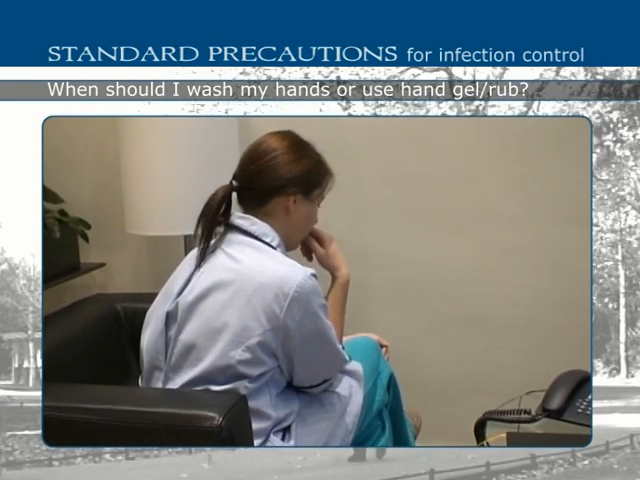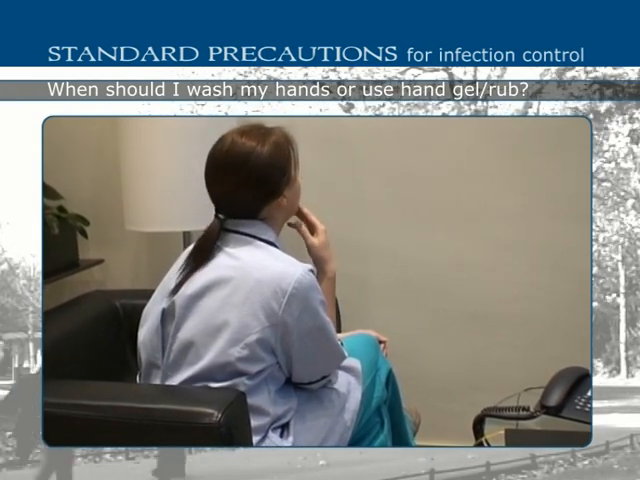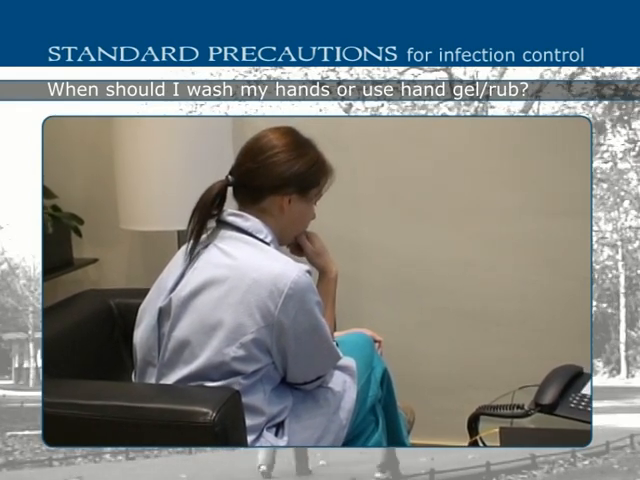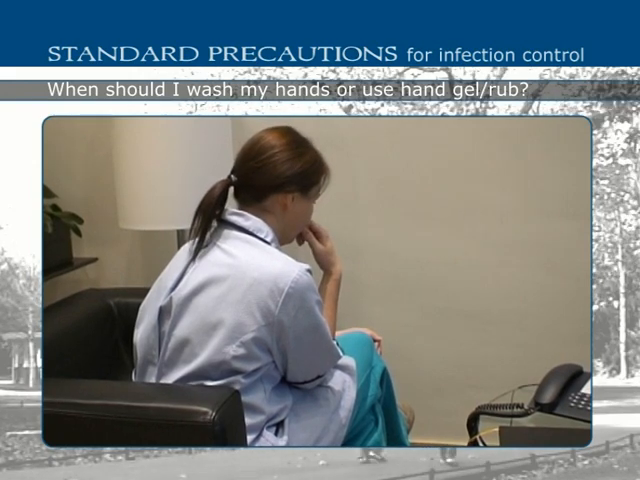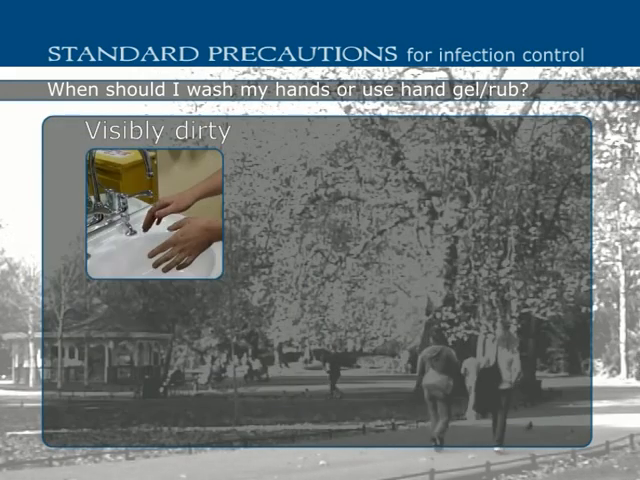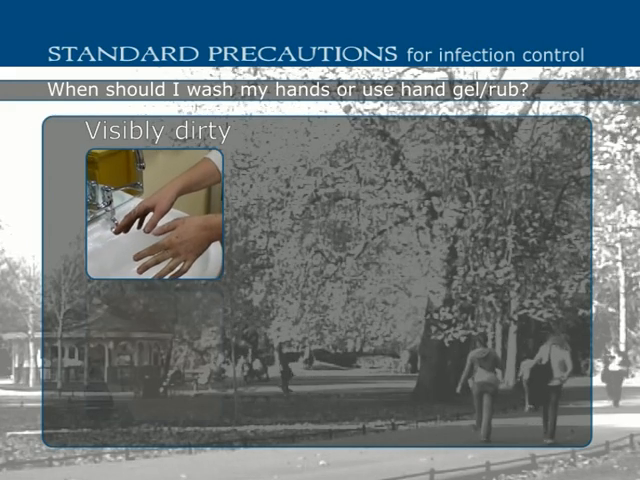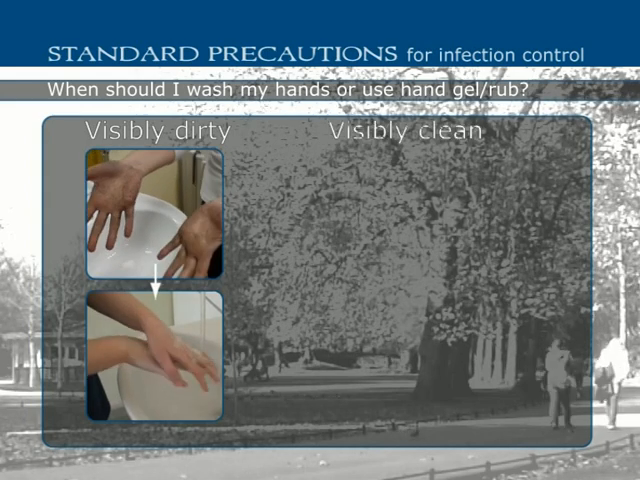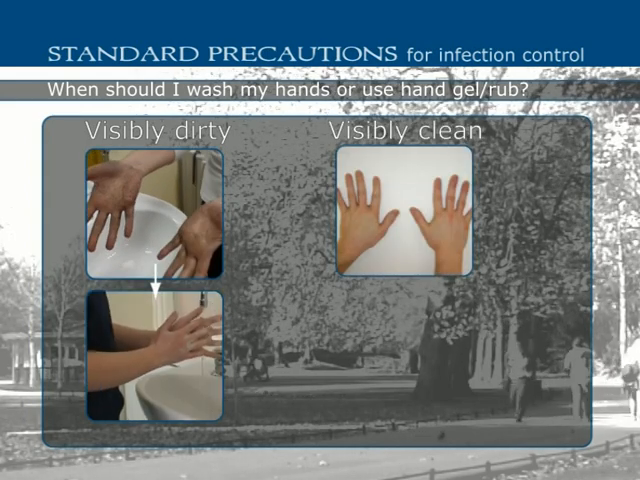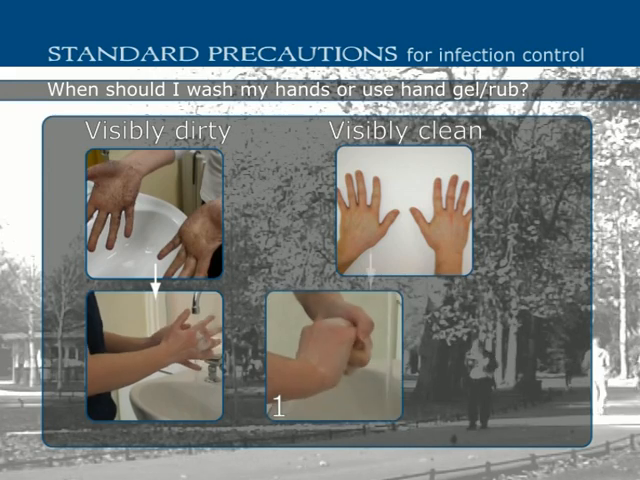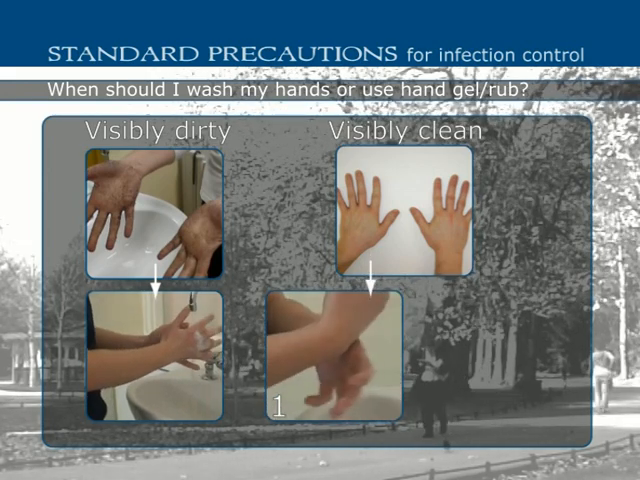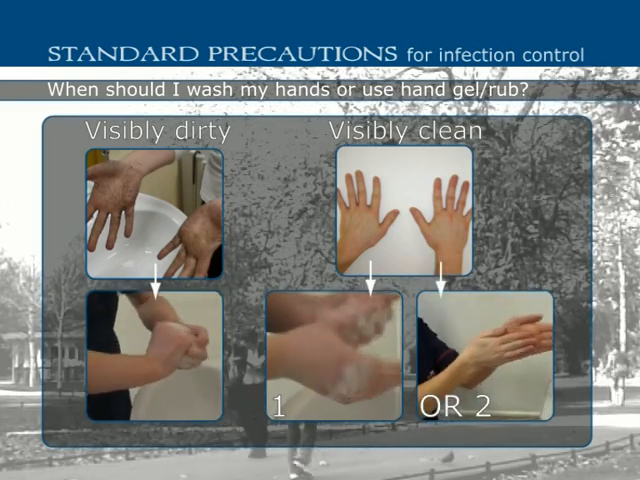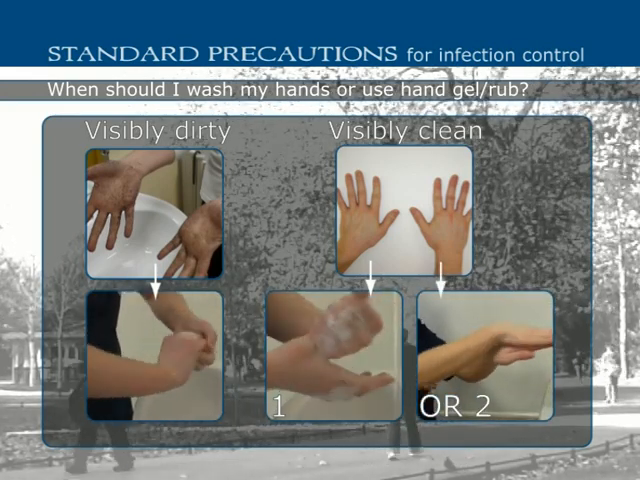You may wonder when is the best time to wash your hands using liquid soap and water, or when to clean them using alcohol hand gel or rub. Here is a quick rule of thumb to help you remember. If your hands are visibly dirty, you should always wash them using a good liquid soap and warm water. When your hands look clean, in most situations you have two options. 1. You can wash them using a neutral liquid soap and warm water, or 2. You can clean them using an alcohol hand gel or rub.